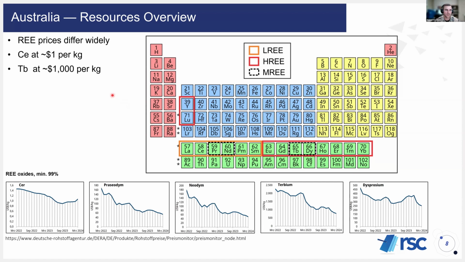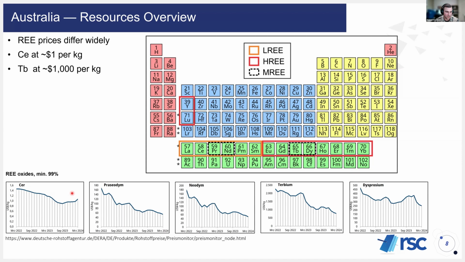And the rare earth prices overall differ quite widely. So if you look at cerium, it's just $1 per kilogram. Excuse me that I've used some of the German charts here, but I think the German Geological Survey does a pretty good job in putting those graphs out every month. So they update them quite nicely. And here you see cerium, praseodymium, neodymium, terbium, and dysprosium over a range of 2 years from March 2022 to March 2024. And you can see cerium is just sitting at around 1 US dollar per kilogram.